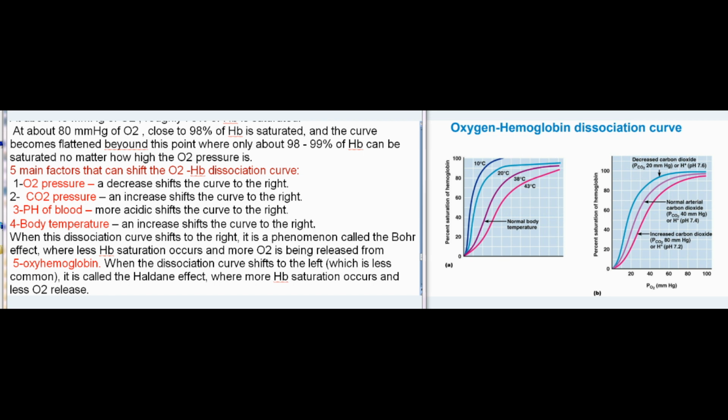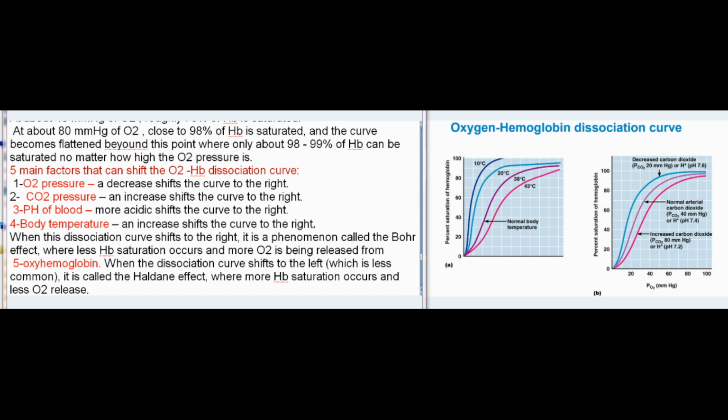There are main factors that can shift the O2-Hb dissociation curve. 1. O2 pressure, a decrease shifts the curve to the right. 2. CO2 pressure, an increase shifts the curve to the right. 3. pH of blood, more acidic shifts the curve to the right. 4. Body temperature, an increase shifts the curve to the right.